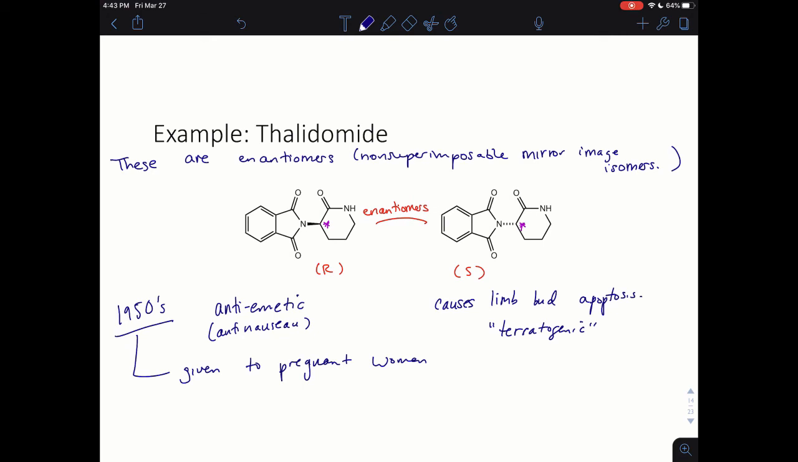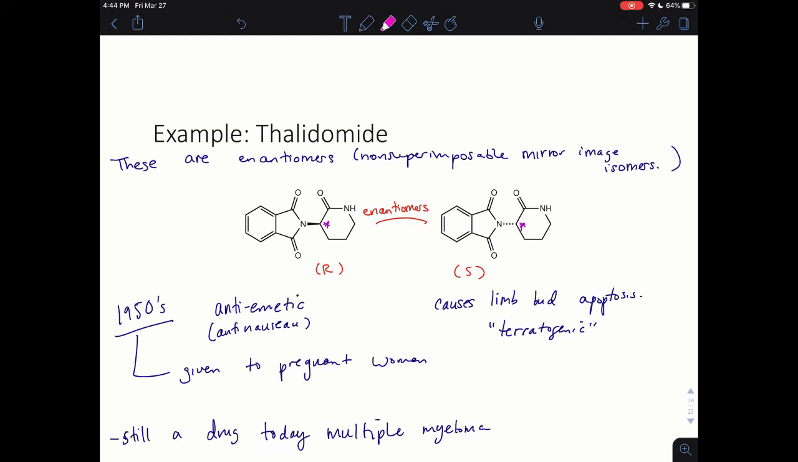So I have something to tell you, though. This is actually still a drug today, but it doesn't go by the same name. It's still a drug today because it's active against multiple myeloma cells. So this is a treatment for multiple myeloma. But of course, they don't give it to pregnant women because, we know the deal, right?